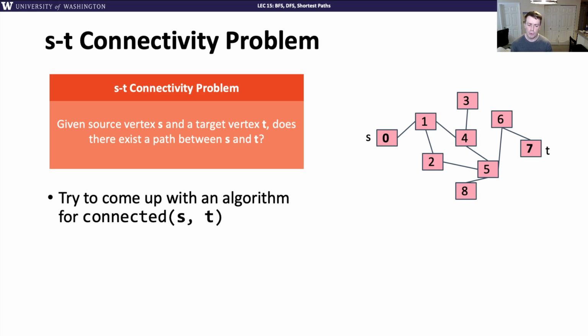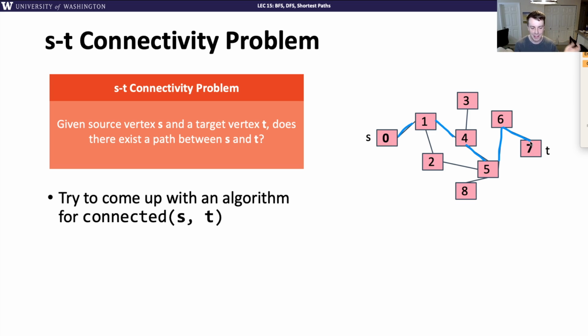Now, you could probably easily do this by just looking at it. In this graph, S and T are obviously connected. There is a connection between them. You could go from 0 to 1, and 1 to 4, and 4 to 5, 5 to 6, 6 to 7. Those two nodes are connected.